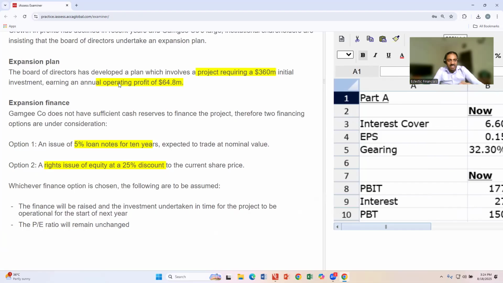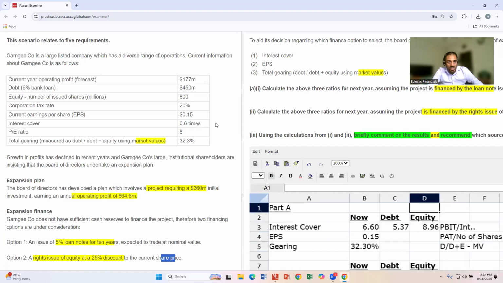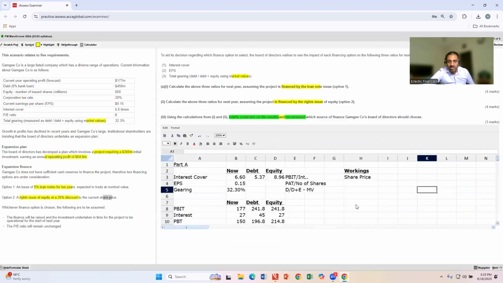Here it is mentioned that rights issue of equity at 25% discount to current share price. So the point is that there is no information about current share price. So that's why we need to calculate share price. But is there any clue about the share price valuation? Yes, share price by PE ratio.